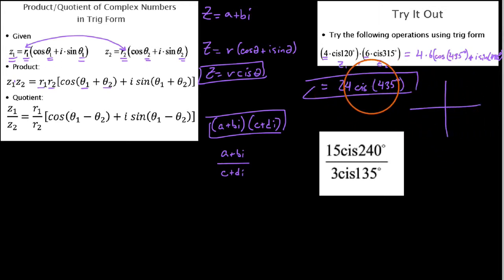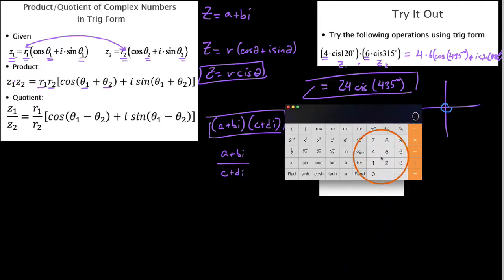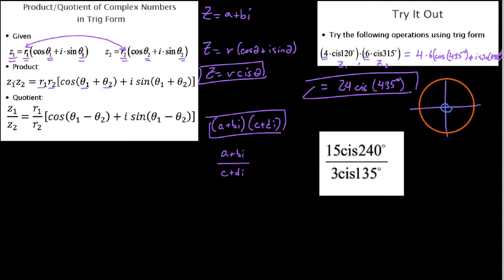One comment I have about this 435 before we proceed is this. 24 cis 435 would mean that I'm going in a 435 degree direction, which means a full 360 plus how much more. If we take 435 and subtract off 360, we have to go another 75 degrees, which means it would terminate about right here.